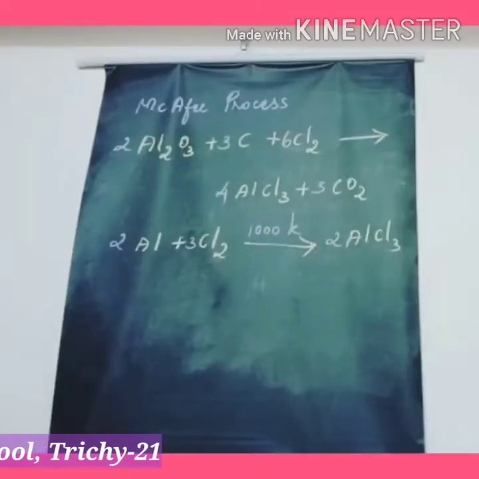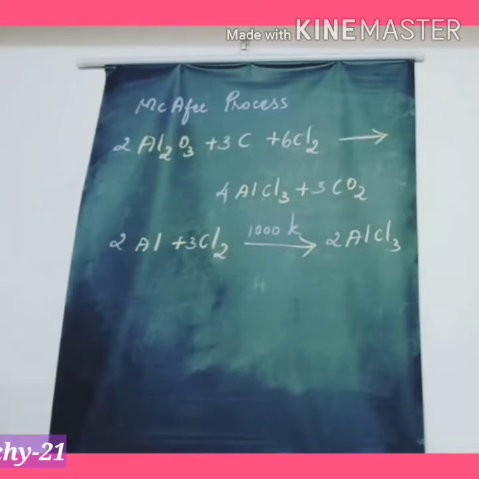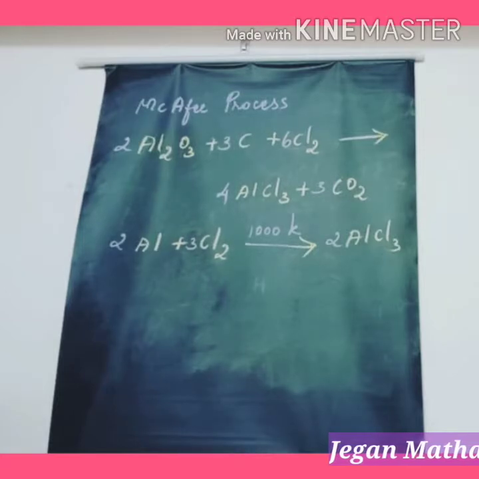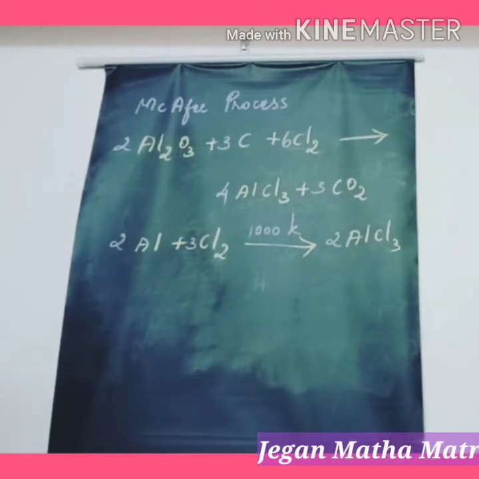The reaction mixture is evaporated to obtain hydrated aluminium chloride. Hydrated means water molecules are present in the aluminium chloride. I want anhydrous aluminium chloride. So we choose one process, that is the McAfee process. Here aluminium chloride is obtained by heating a mixture of alumina and coke in a current of chlorine.